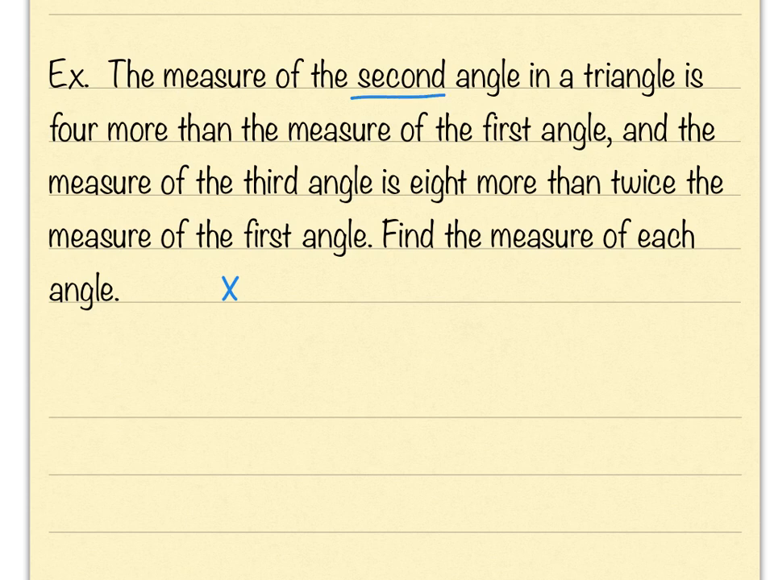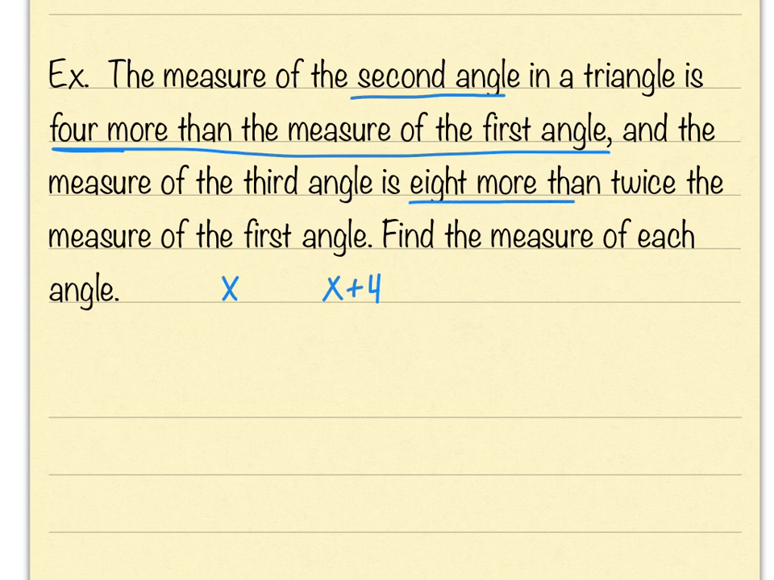It says the second angle is 4 more than the first angle. So the second angle then is x plus 4. It's the first angle, but 4 more than that. So don't just put plus 4, but x plus 4. And then the third angle, it says, is 8 more than twice the measurement of the first angle. So again, the first angle is x. So 8 more than twice that would be 2x. There's your twice, plus 8.